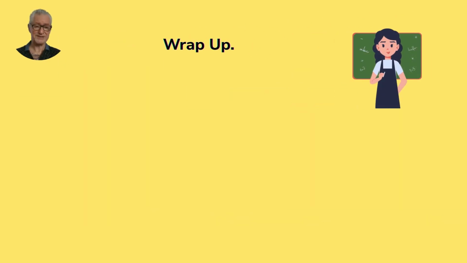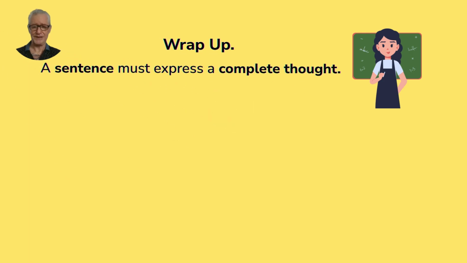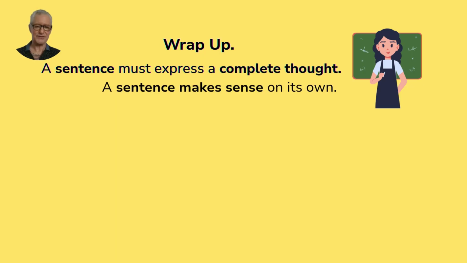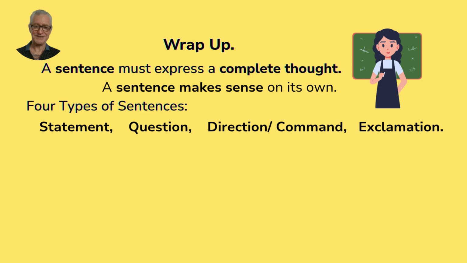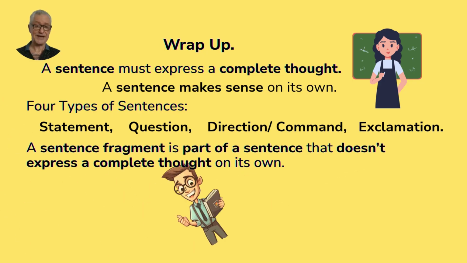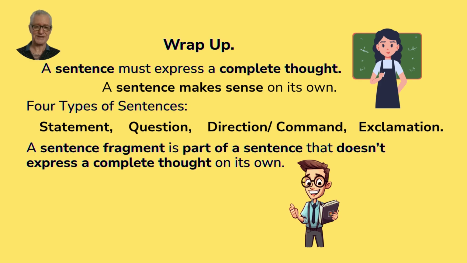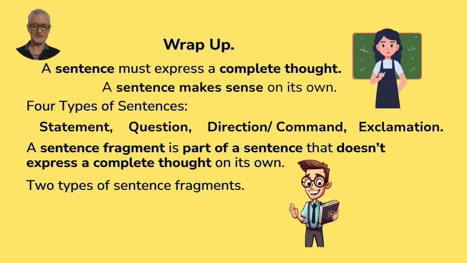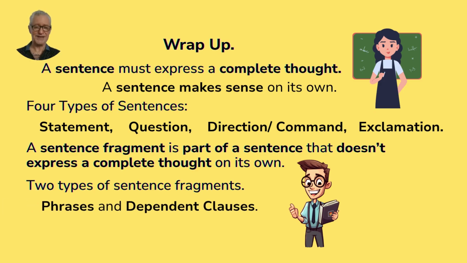Okay, let's wrap up and summarize what we did in this video. A sentence must express a complete thought, must make sense on its own. There are 4 types of sentences: a statement, a declarative sentence, a question, interrogative sentence, a directional command, an imperative sentence, and an exclamation, an exclamatory sentence. A sentence fragment is part of a sentence that doesn't express a complete thought on its own. It needs further details. And the 2 types of sentence fragments we covered were phrases and dependent clauses.